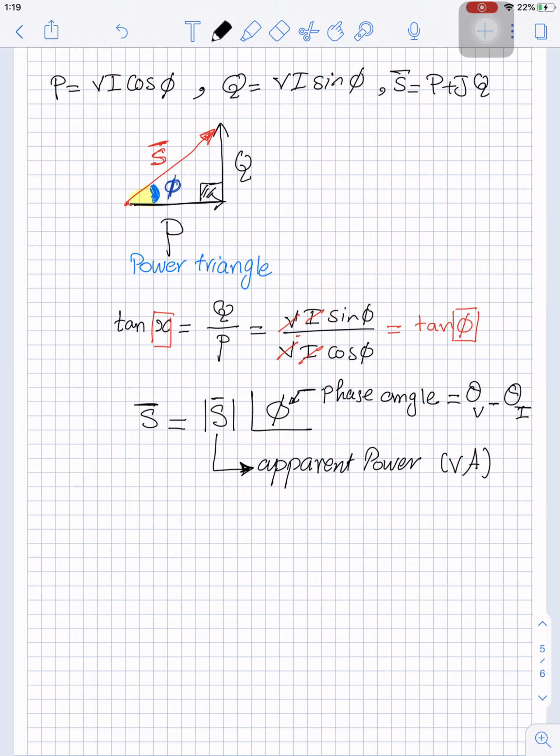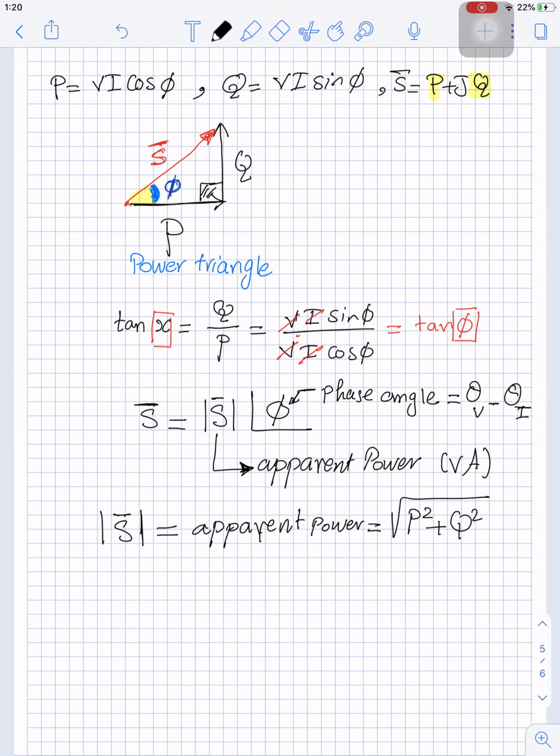Okay? So if we need to write an expression for magnitude S, what is the expression for the apparent power? Can you give me an expression for the apparent power? The apparent power is the magnitude of S vector, and S vector equals P plus jQ. So its magnitude will be the square root of P squared plus Q squared.